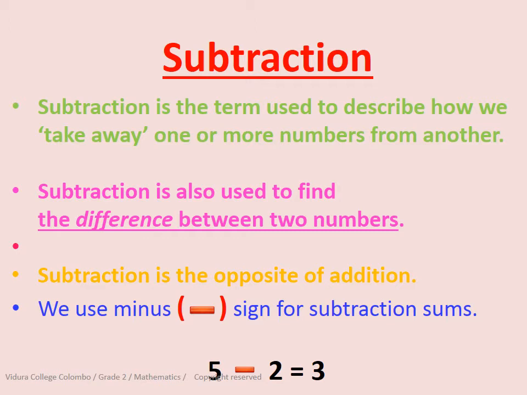Subtraction is the term used to describe how we take away one or more numbers from another. Subtraction is also used to find the difference between two numbers. Subtraction is the opposite of addition. We use the minus sign for a subtraction sum. For example, 5 minus 2 equals 3.